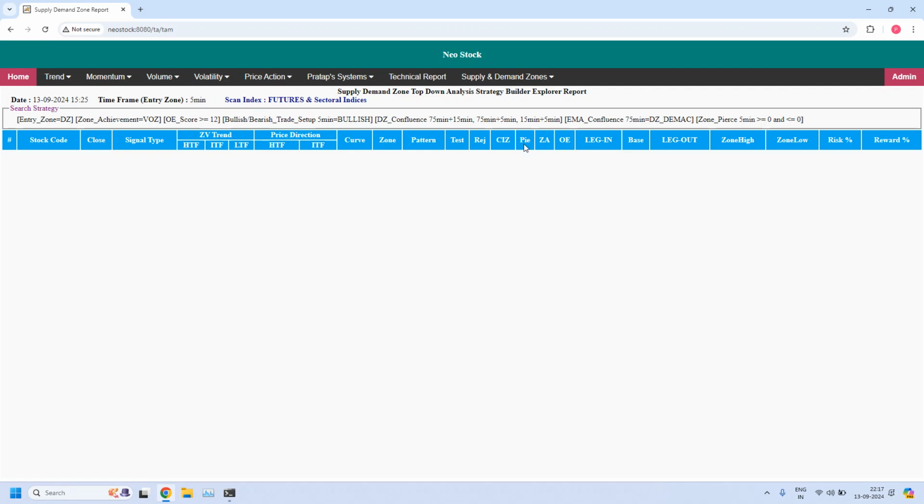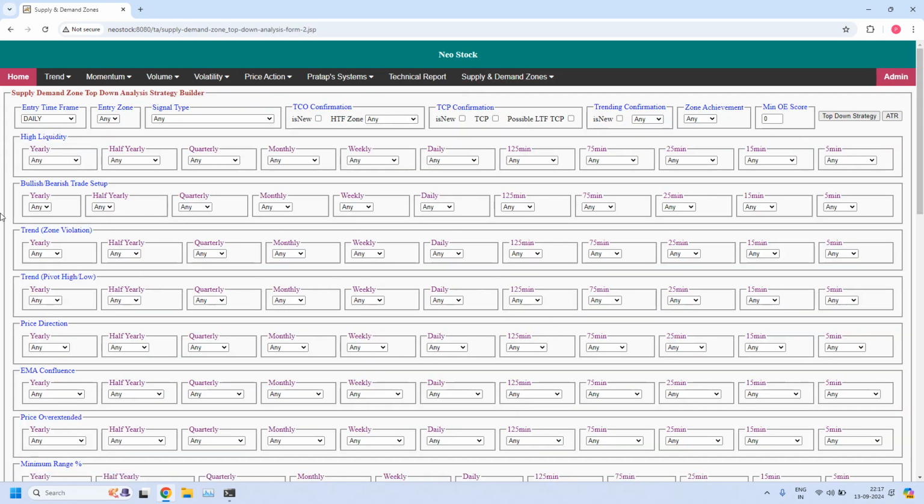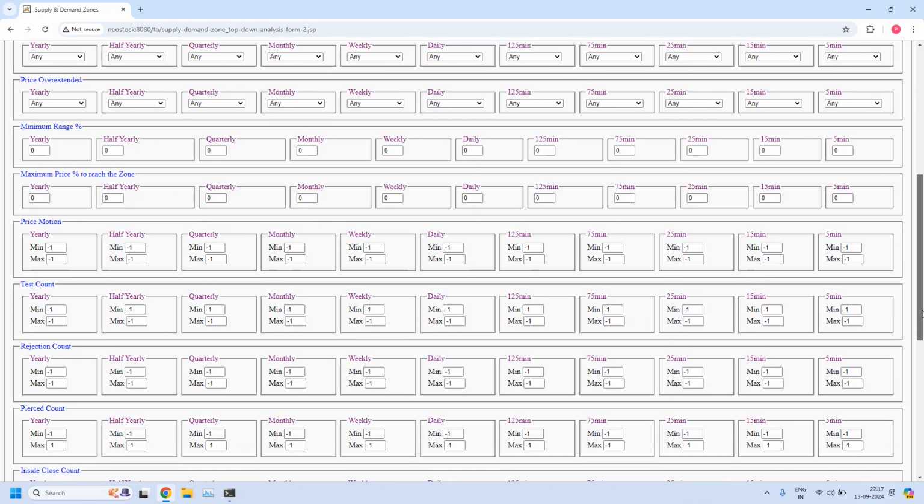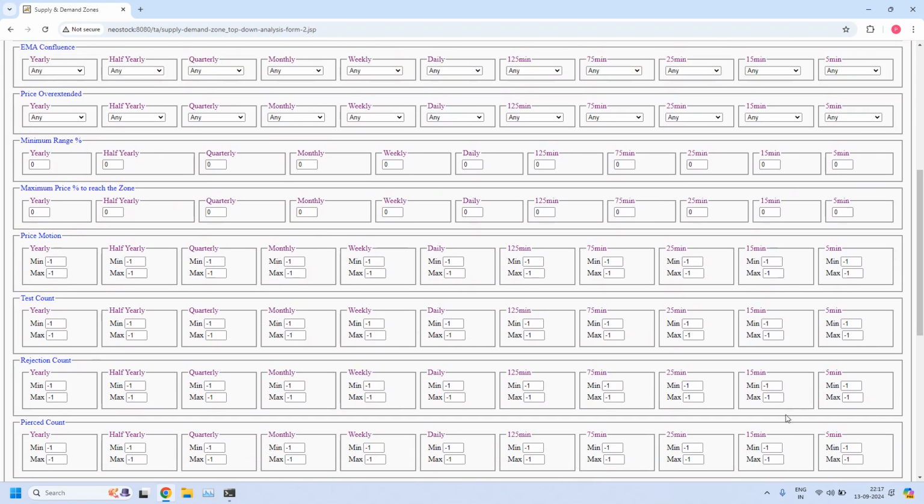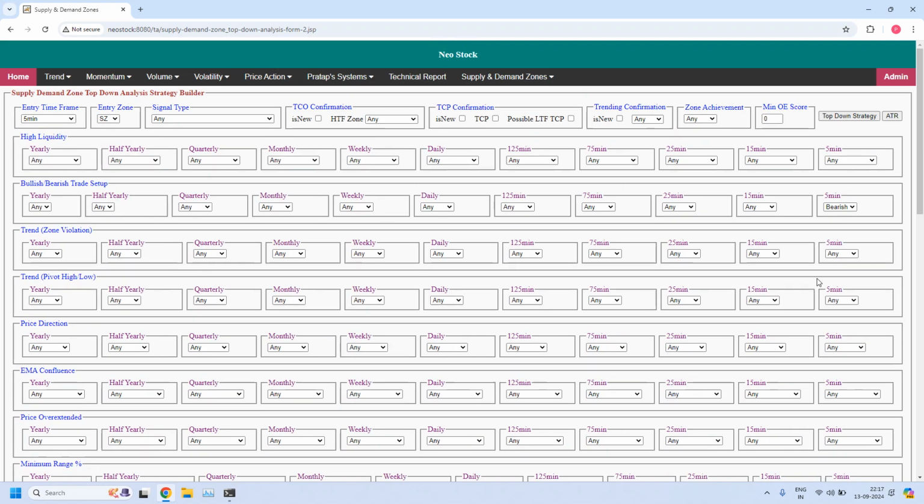Fine, no issues. Next, bearish trade setup for hourly income trade. Entry time frame is 5 minutes. Entry zone is supply zone. In bullish or bearish trade setup at 5 minutes, I am selecting bearish. The 5 minute supply zone should not be pierced. So in the pierced count, 5 minutes minimum value I am setting 0, maximum value 0. That means the zone is not pierced.